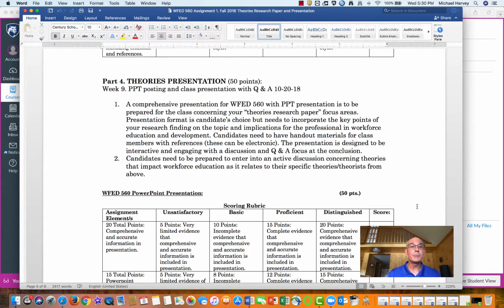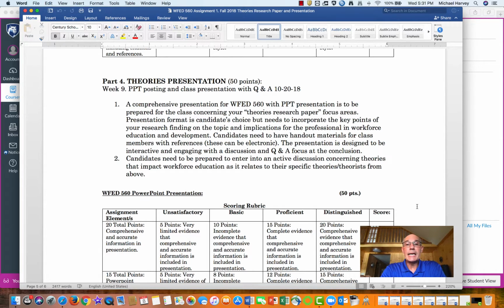This is worth 50 points, and this is where you actually present your work, you post your PowerPoint, and you will have a Q&A session in class with relationship to the work you did. You're actually going to present a comprehensive presentation of the work that you did for this assignment. The 4 theories that you explored, why they're important, why they have an association with workforce education, the linkage, the importance, the theory, the background, the application pieces should all be part of this.